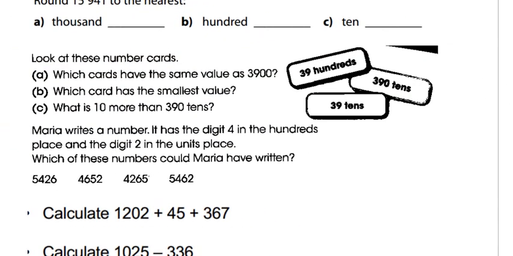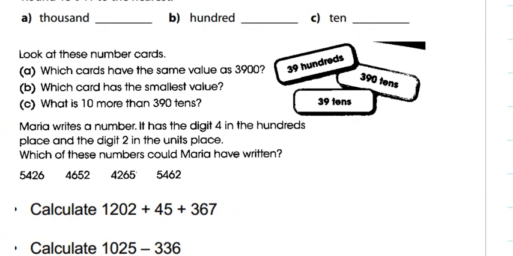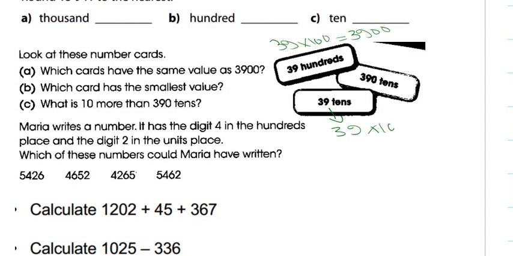If I said for you 39 hundreds, this means you have to multiply 39 by 100. So if I said for you 39 hundreds, it means 39 times 100. I will write the same number and put 2 zeros. So the number will be 3,900. If I said for you 39 tens, it means 39 times 10. So the number will be 390.